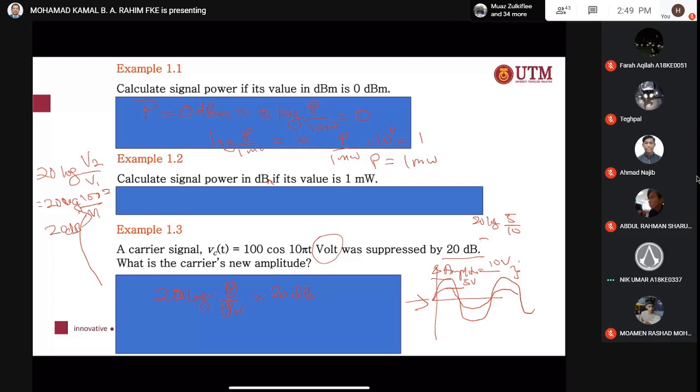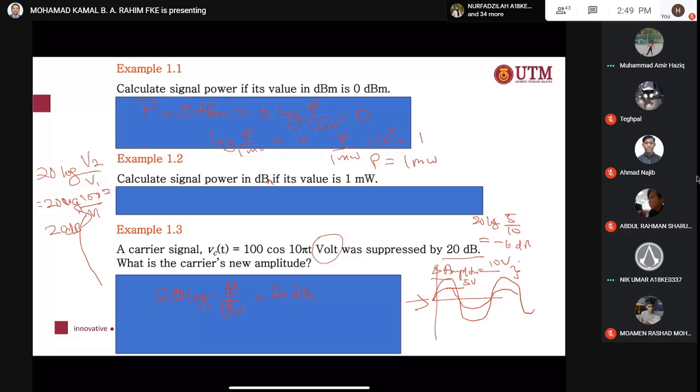Negative 6.0. Yeah, it's about -6. So that means you are suppressing about -6 dB, or maybe you suppress 6 dB. Okay? Understand? Alright, so you can solve the problems.